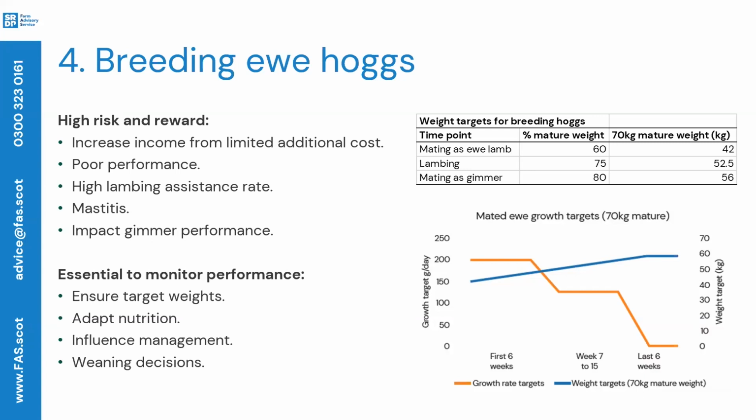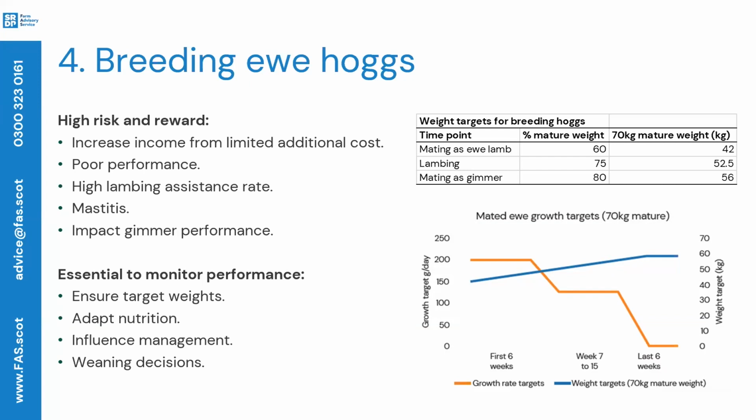But we do know it's a high-risk game, and it can lead to poor performance, higher lambing assistance, high mastitis rates, and subsequently impact our gimmer performance. We have target weights here, which are industry standard: 60% of mature weight at tupping. That's not an average; we want those that we tup to be over 60%. We want to be lambing at 75% and mating at 80% as a gimmer. That's whether they're tupped or not. You want to get back up to that weight.